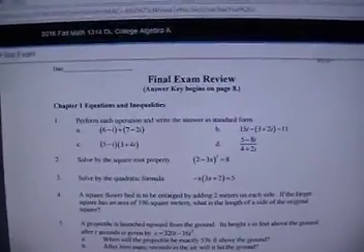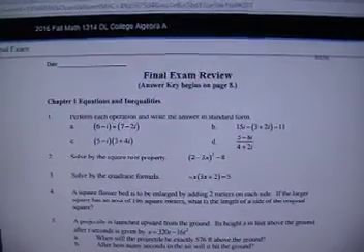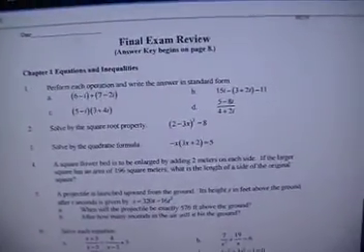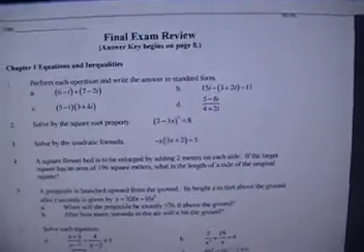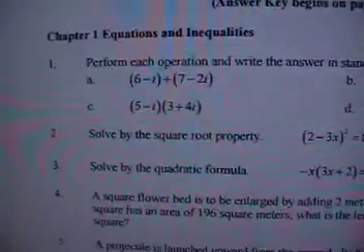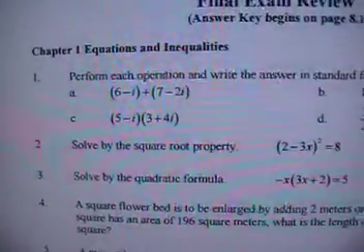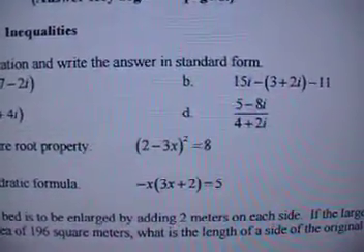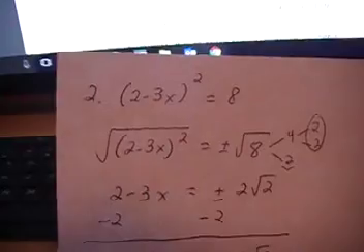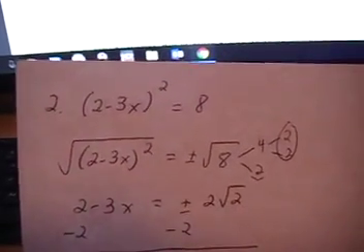Okay, today we're going to do the final exam review, and I've picked out 23 problems similar to the 23 on the final. Starting with number 2, solve by the square root property. The quantity 2 minus 3x squared equals 8. Does take us way back to the beginning of the semester when we were doing chapter 1.